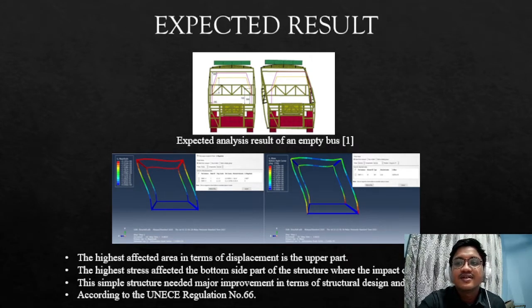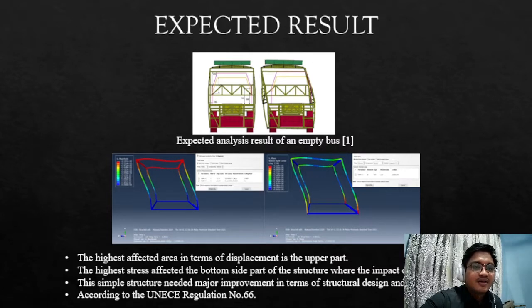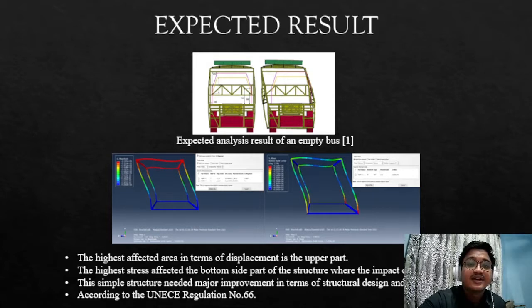From the result that I obtained, we see clearly the displacement and stress, respectively. The maximum displacement of the upper part of the structure that I gained is 2.197 meters, which is not safe for the public. The stress of the structure reaches the maximum at 5.62 megapascal. The highest affected area in terms of displacement is the upper part of the structure, where the highest stress affected the bottom side part of the structure, where the impact occurs.